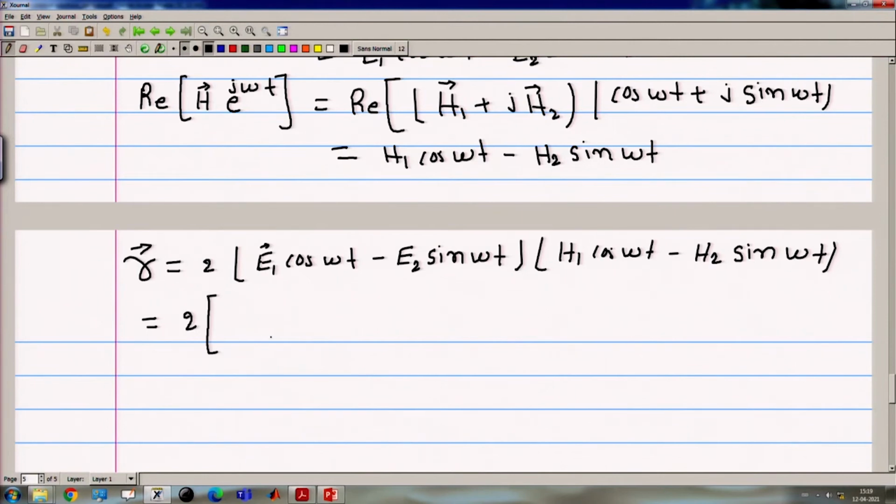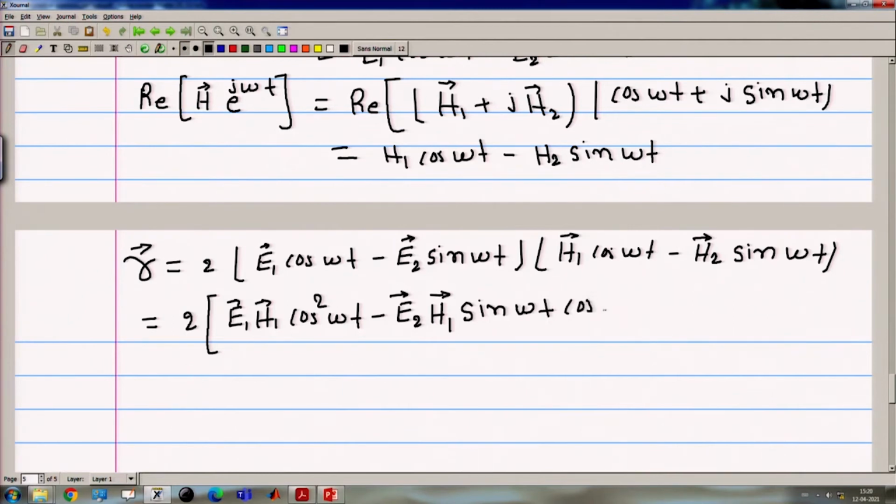After multiplication we can write 2 into E1 H1 cos square omega t, minus E2 H1 sin omega t into cos omega t, this into this and this into this, minus E1 H2 sin omega t into cos omega t, and in the last part plus E2 H2 sin square omega t.